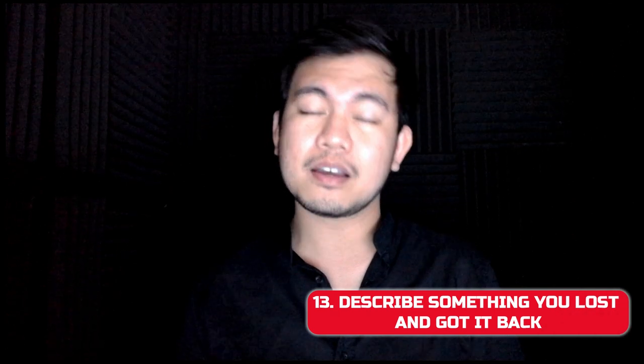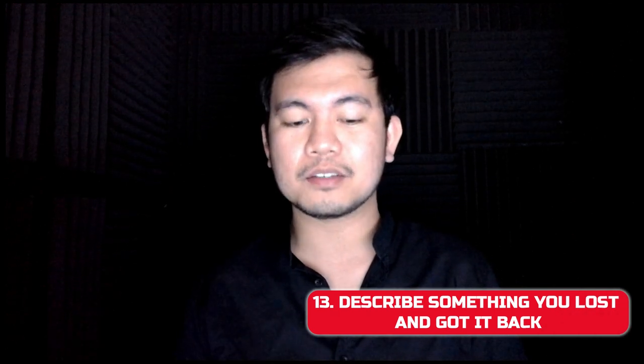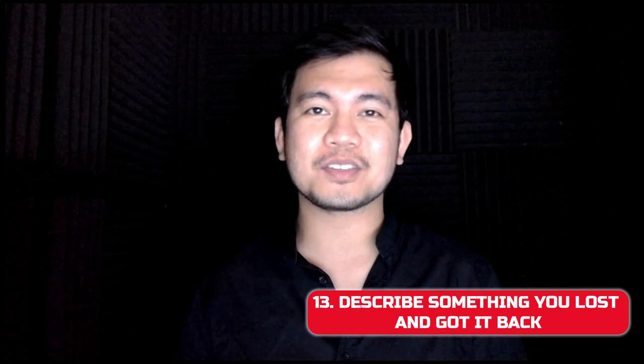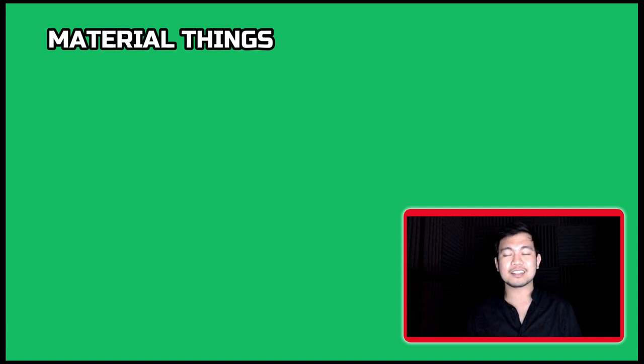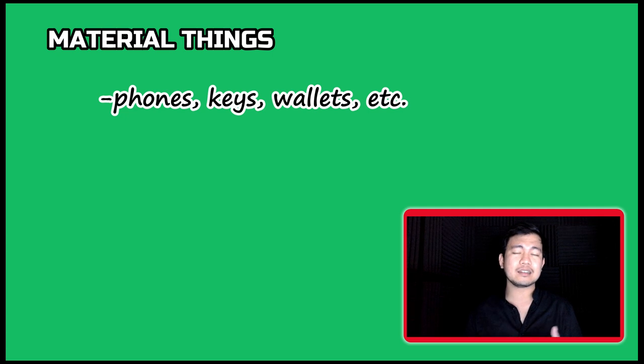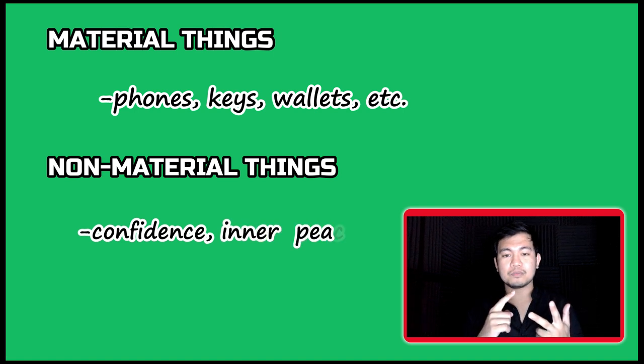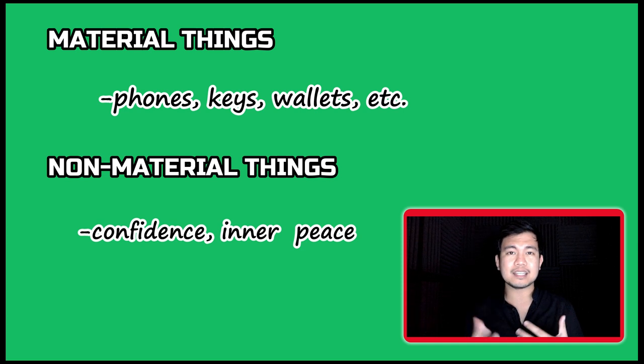Now let's move on to our next cue card, and it's about a time you lost something and got it back. So the easiest story that we can make here is to talk about a material thing that's lost, for example, our phone. But if you find it too easy and too common, you can talk about non-material things. For example, you lost your confidence, or you lost your inner peace and got it back through attending some workshops or some meditations.